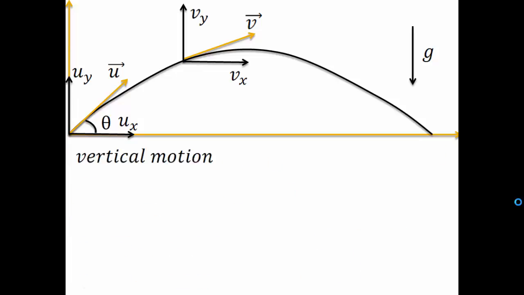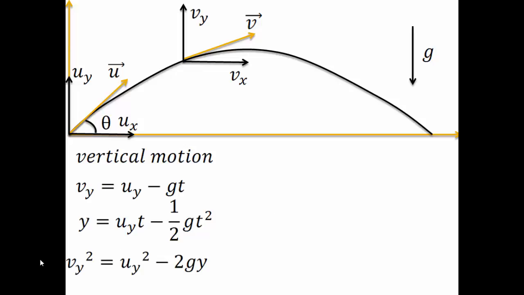Similarly, for vertical motion, we can write the three equations of motion as vy equals uy minus gt, y equals uyt minus half gt square, and vy square equals uy square minus 2gy. At all places here we can substitute uy equals u sin theta.